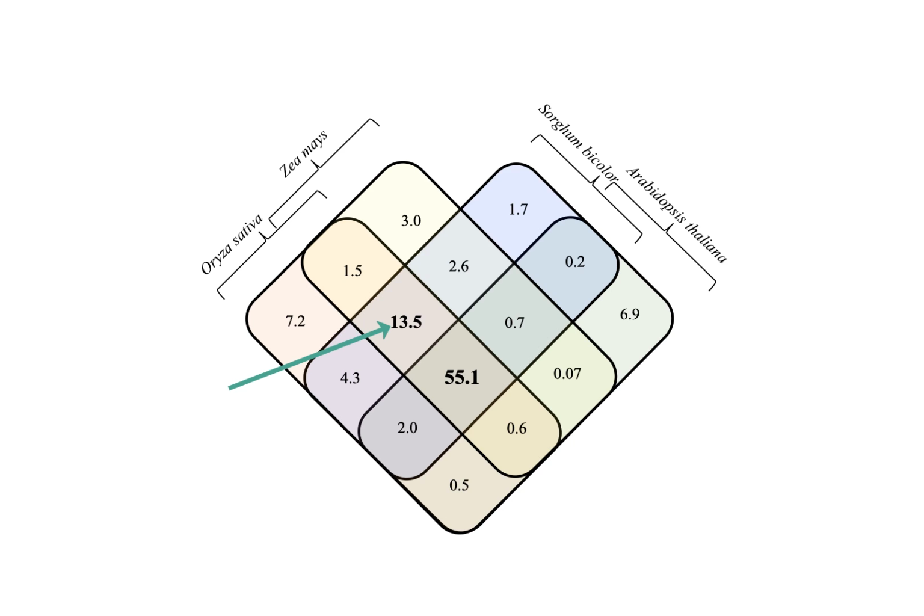Then you add another 13.5% that are in common with all of the grasses as well. So that makes a total of about 69% of the genes among the grasses that are in common to all of those grasses. And in fact, among those, 7.2% of the genes are unique in rice, 3% are unique in Zea mays, 1.7% are unique in sorghum, and 6.9% are unique to Arabidopsis thaliana in this study.